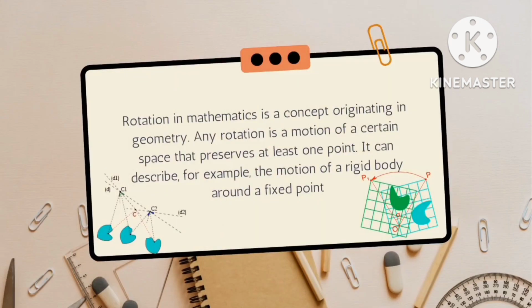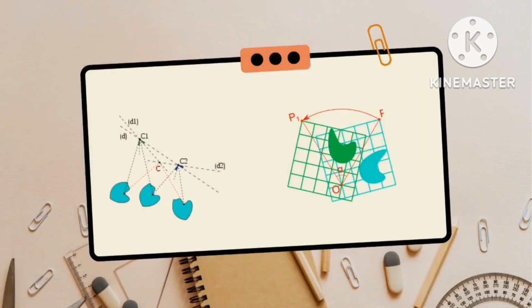Rotation in mathematics is a concept originating in geometry. Any rotation is a motion of a certain space that preserves at least one point. It can describe, for example, the motion of a rigid body around a fixed point. Rotation describes the circular motion of an object around its center.